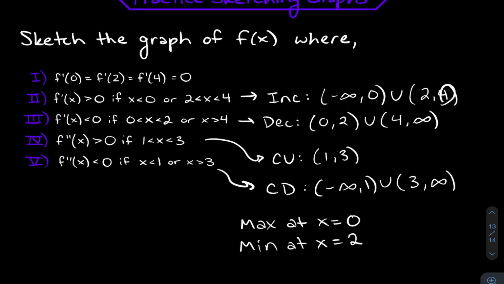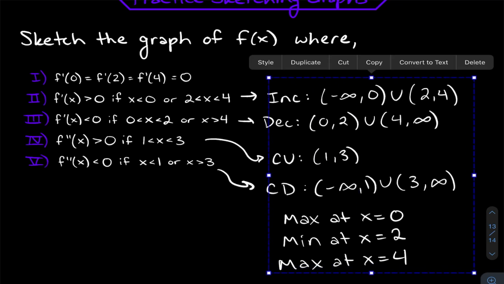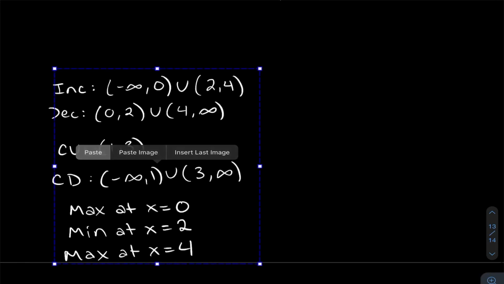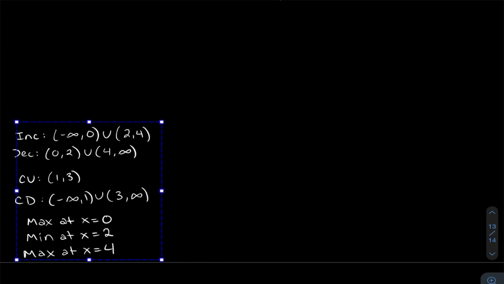Lastly, we're switching from increasing to decreasing at x equals 4, and so that's a max. And now we have all our information. So we just gotta really do the exact same thing as what we did in the last problem. So let's copy all this information. We'll get it put down here next to our graph. Make it a little bit smaller, I guess.